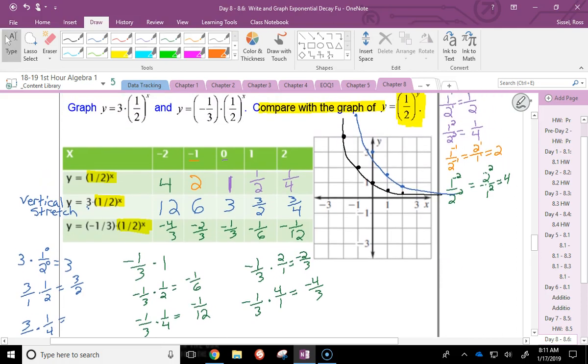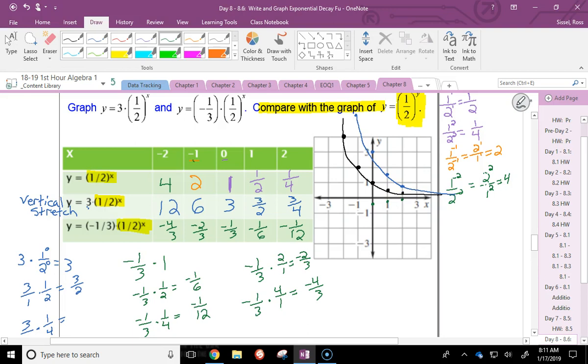We're going to graph this now. I'm at 0 and I'm at negative 1/3. Negative 1/3, there's a half. It's probably somewhere right there. When I go positive 1, I go to negative 1/6. That's about half the distance closer to 0. Negative 1/12. That's half the distance between those two. So I'm probably right in there.